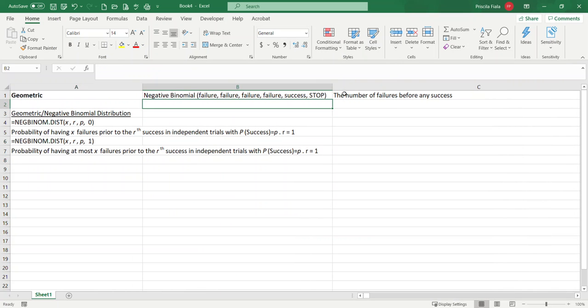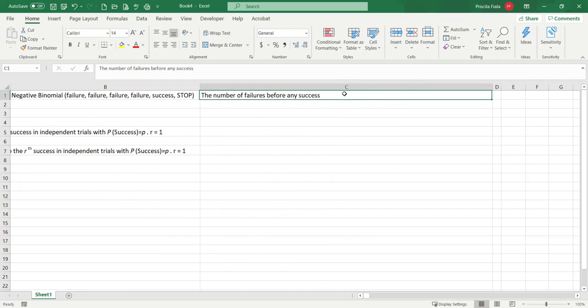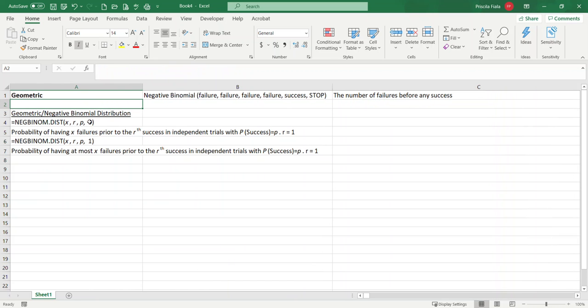For example, if I ask you to test at most five trials. So you're going to do failure, probability of failure, probability of failure, probability of failure, and then once you reach success, you stop. Okay, so that's why it's called negative. You're looking really for the probability of having X failures before you succeed.